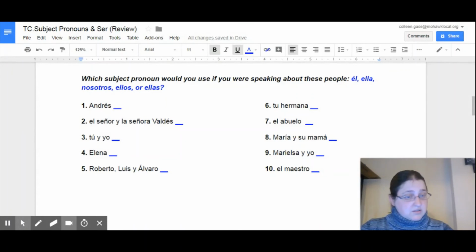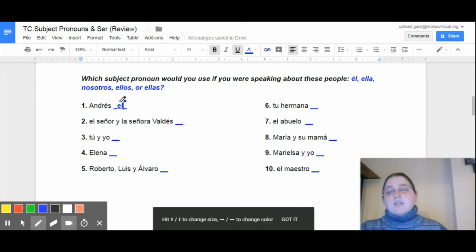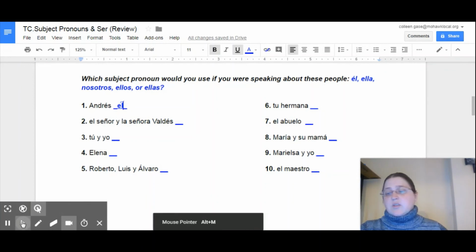Bueno, ¿estamos listos para repasar? Bien. Andrés. Andrés is a boy's name. There's just one of him. So we are going to use él. And again, I'm going to have to get out the little pen, and I'm going to have to do the little accent because it doesn't let me do it otherwise. And that's a terrible accent, but you get the point. There's my accent.